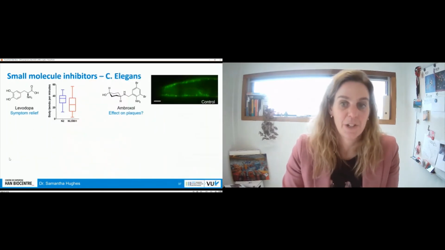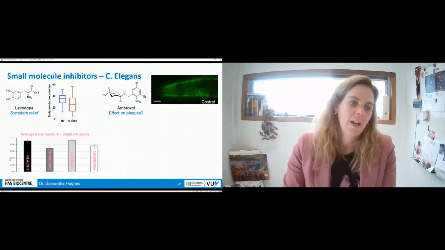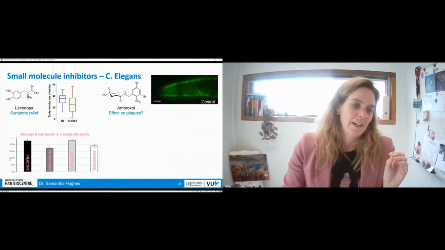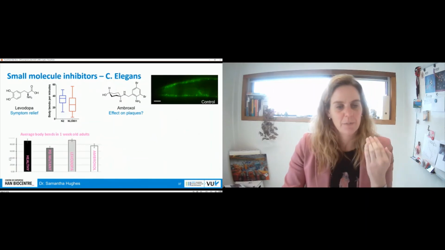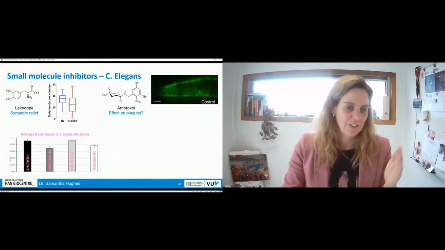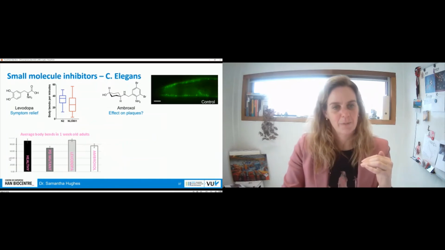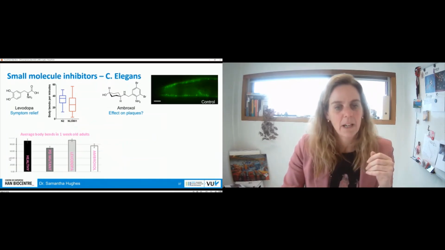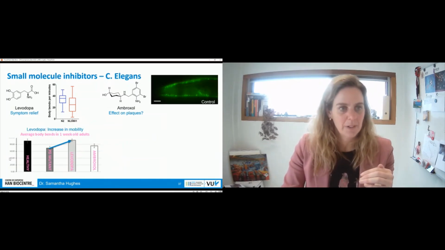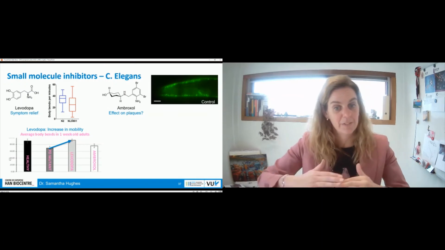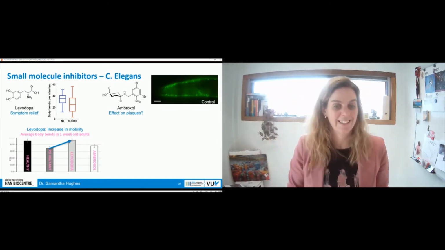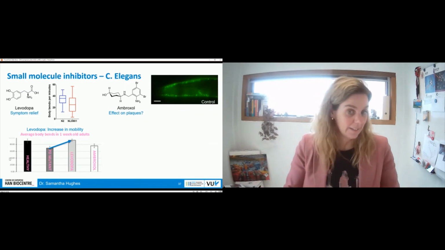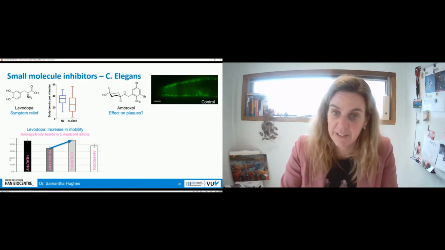So we checked levodopa and ambroxol. So here is the graph of average body bends. So you have the healthy one, you have the mutant. So you see the reduced flexibility. When we then add levodopa, which is indeed known as symptom relief, we see that the movement actually is brought back to its healthy condition. So actually that's very interesting.